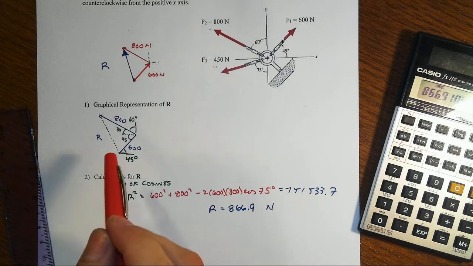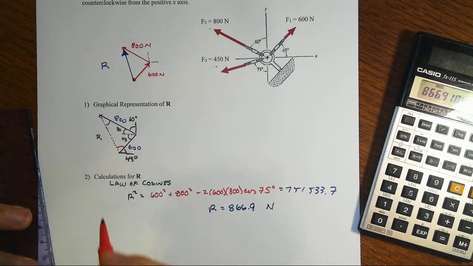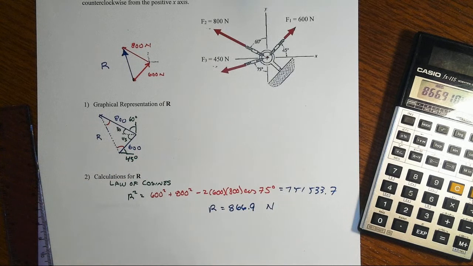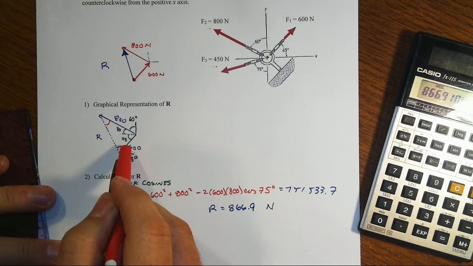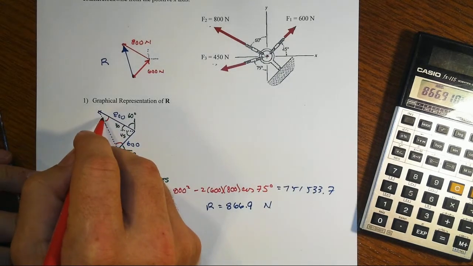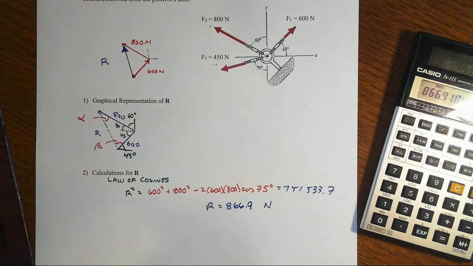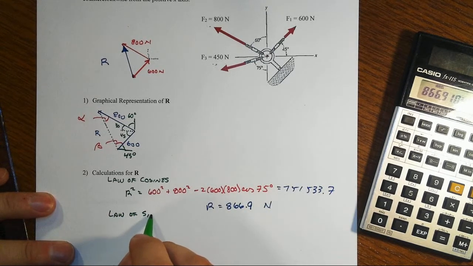Now we need to go find these interior angles somehow, because we need to find out what the overall orientation of r is. We know that 600 is at 45 degrees from here, but we don't know that one right there. So let's call this top one alpha, and this bottom one beta. It looks like it might be easiest to go find beta, so let's use law of sines to do that.